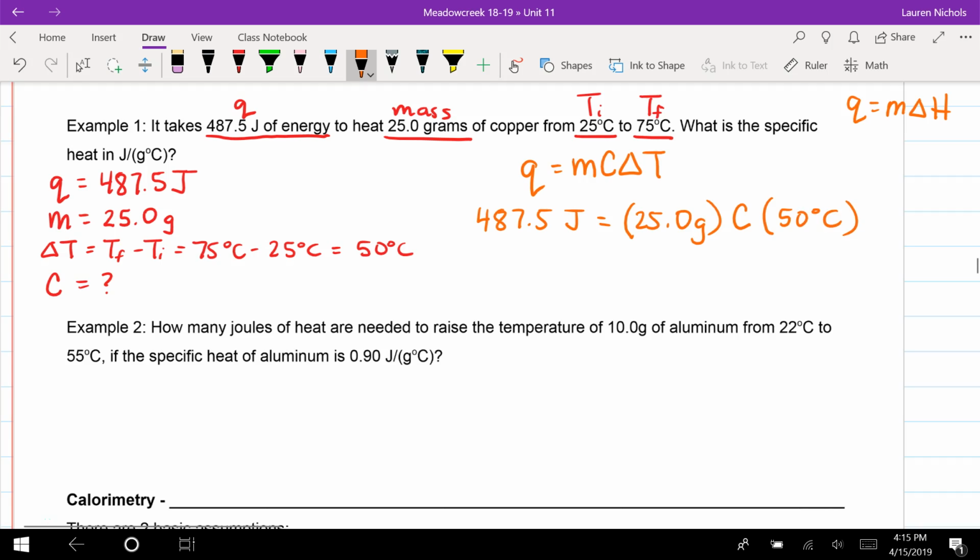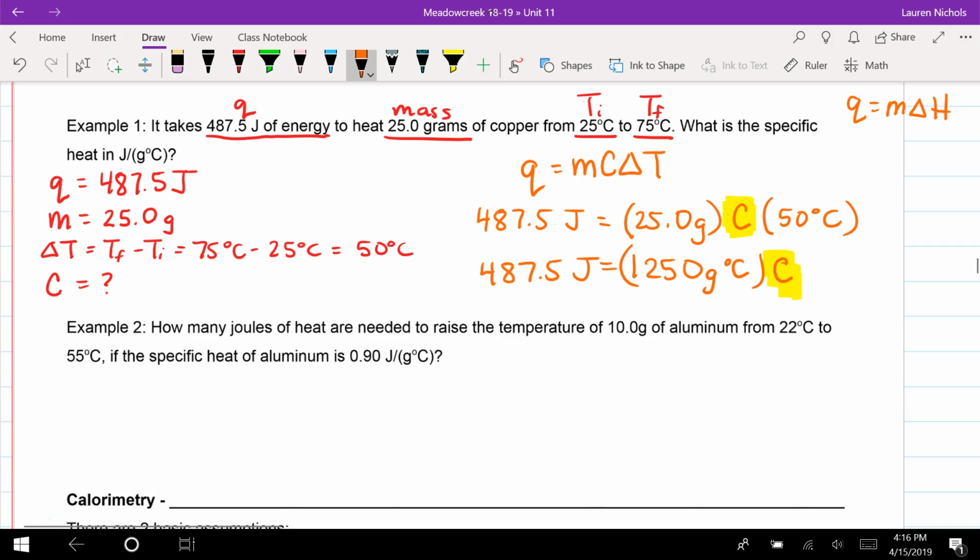So I'm going to first simplify the right side of the equation. So 25 times 50 is going to give us 1,250. Now I multiplied grams times degrees Celsius, so I'm just going to leave them side by side, and I'm going to put them in parentheses with the C outside of it. So I did not touch the specific heat, so it just kind of stays on the outside. And I did not touch the left side of my equation, so it stays the same.